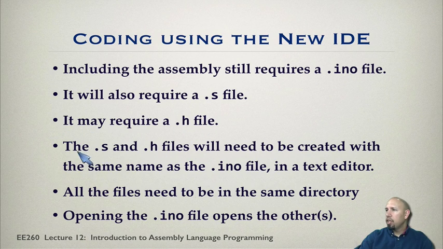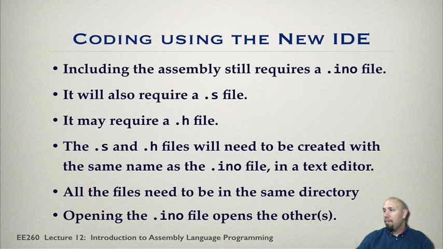The .s and the .h files need to be created with the same name as the .ino file, and as you know, the .ino file needs to be in a folder of the same name. So you have a folder with a name, the .ino file has the same name, and the .s and .h files also have to have the same name. Those files need to be created in a text editor. Arduino IDE does not really do .h and .s files, so you just create them in some text editor.